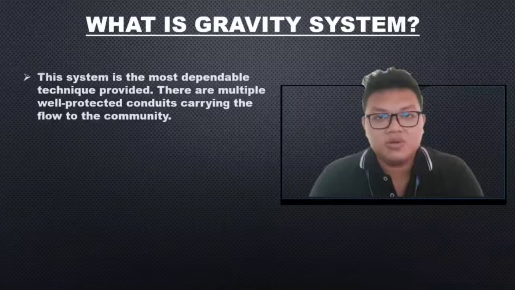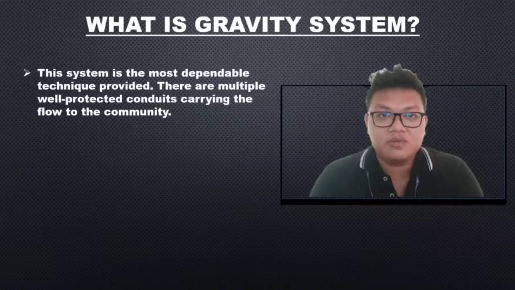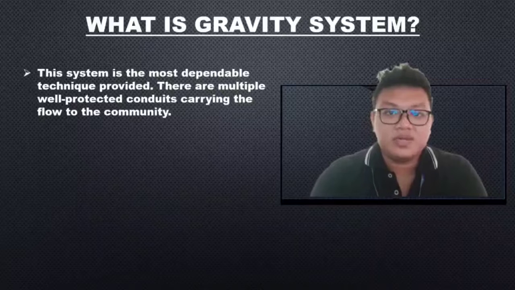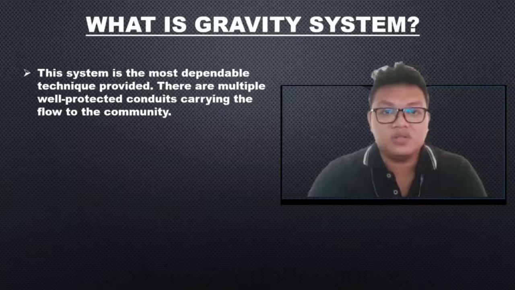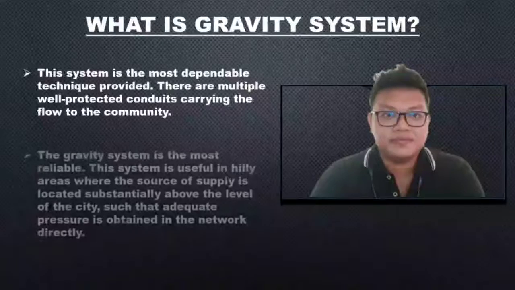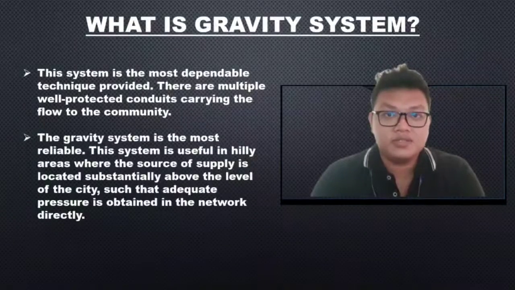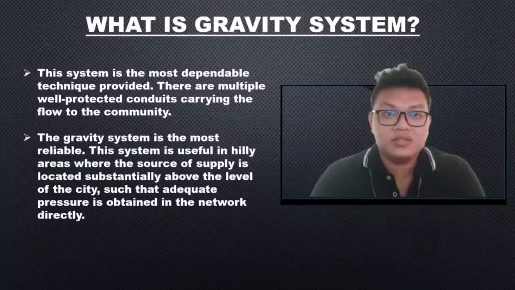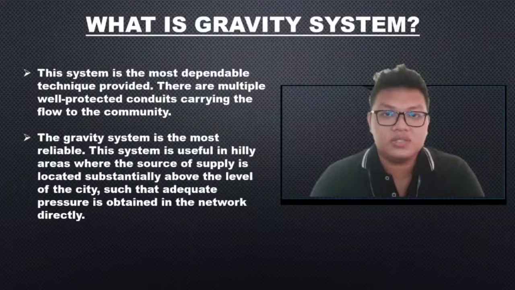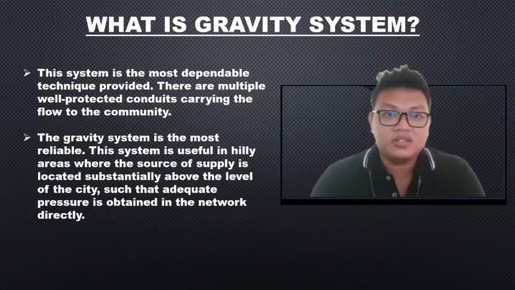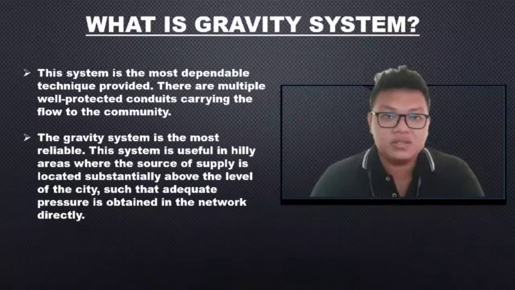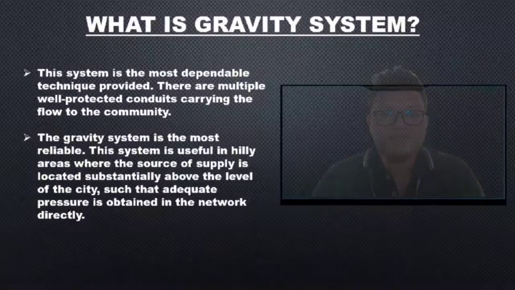This system is the most dependable technique provided. There are multiple well protected conduits carrying the flow to the community. The gravity system is the most reliable. This system is useful in the area where the source of supply is located substantially above the level of the city, such that adequate pressure is available in the network directly.